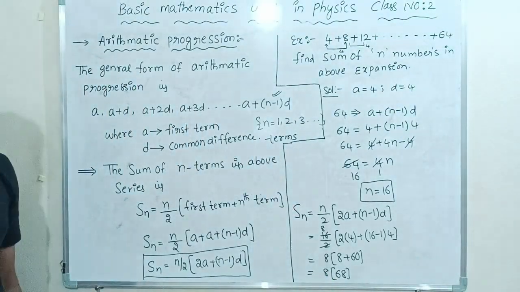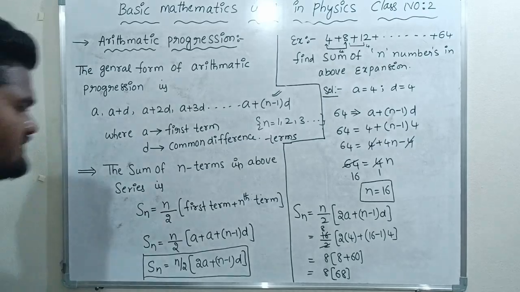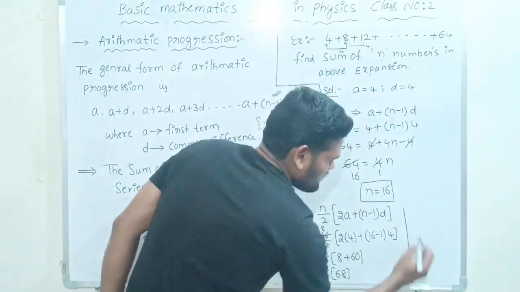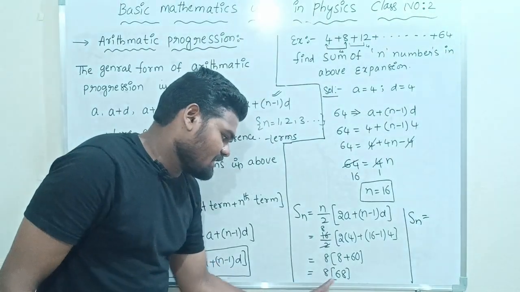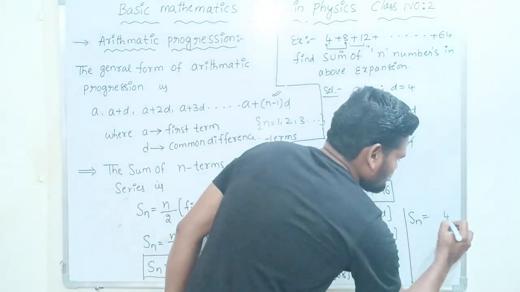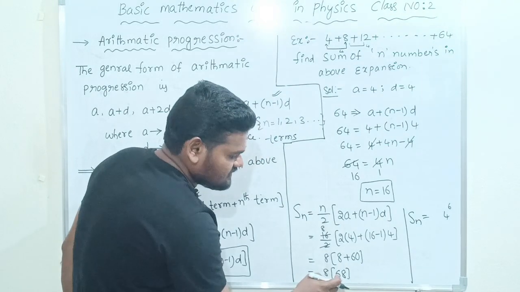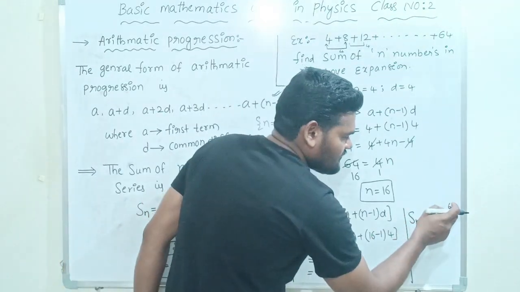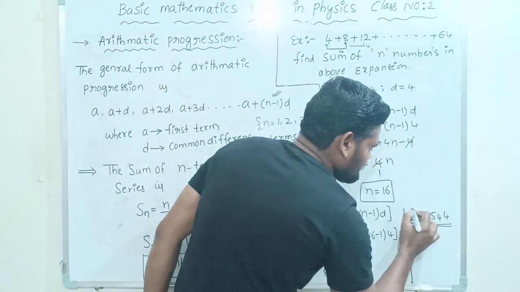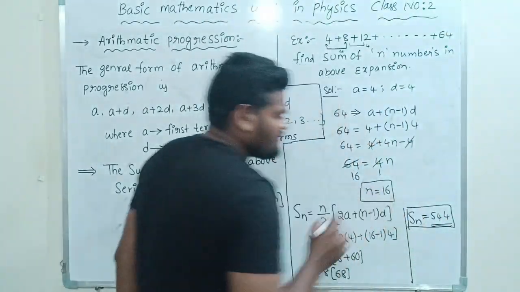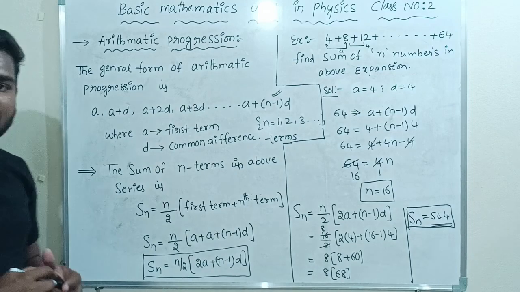So what is 8? Are you able to see the board? Yeah, right. So 8 into 68. So Sn is equal to 8 into 68. 8 eights are 64. 8 sixes are 48. 49, 50, 54. 544. Okay, so this is the answer.